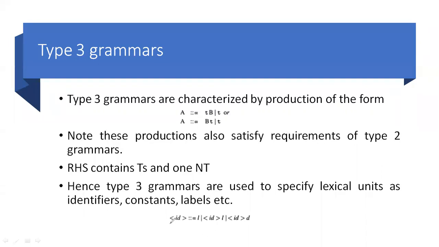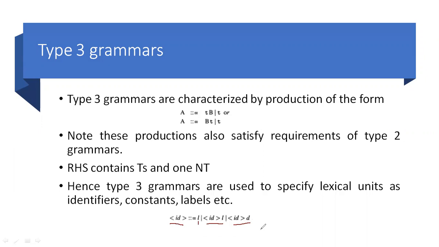Now here you can see ID means identifier. Identifier always starts with a letter. That's why L is compulsory here, followed by ID. After that L is there, or ID after that D is there. Now I'll tell what L is and what D is. L is letter and D is digit.